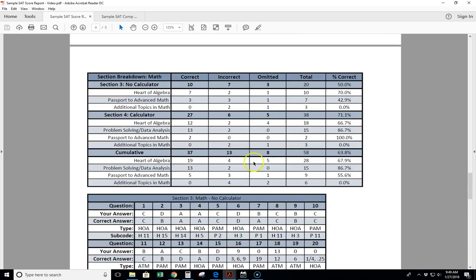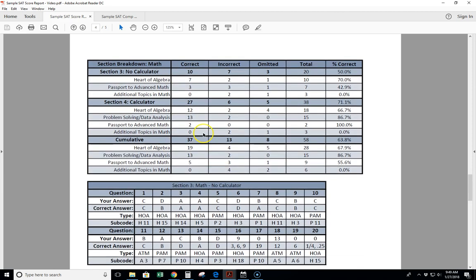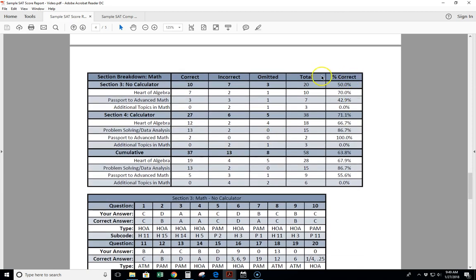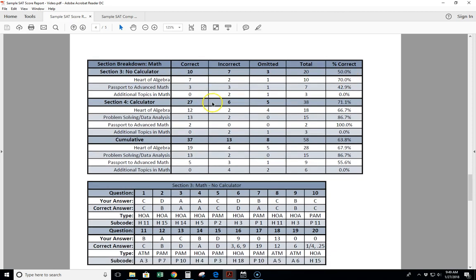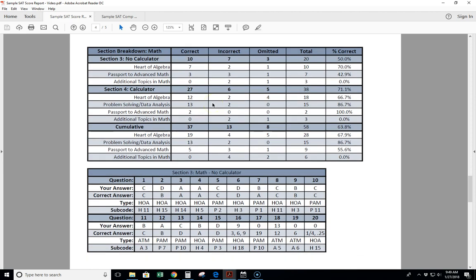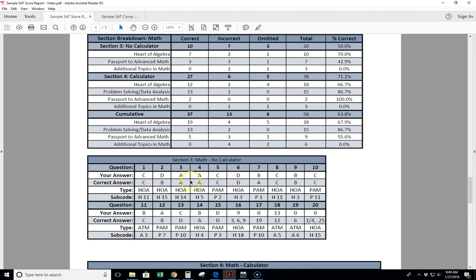So within the math, moving on to this, you can see how this individual performed. We can see in the no calculator section how they may have responded to those questions. The calculator section shows how they responded and how they've broken up, and then the cumulative level. And so again, you may choose to say if you're really weak in the no calculator section, let's take and investigate and examine that a little bit closer, being able to see where the questions are and where you're missing them.